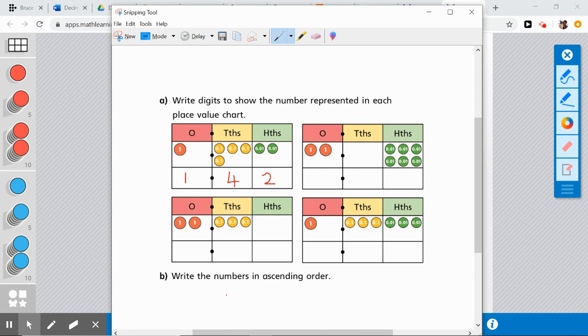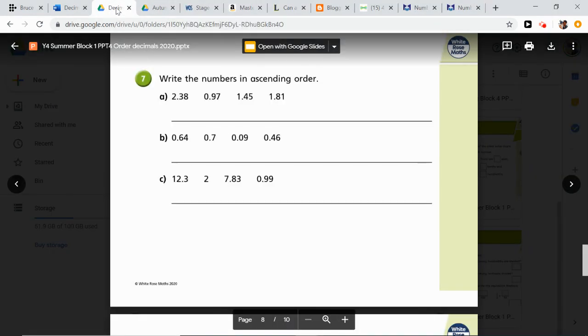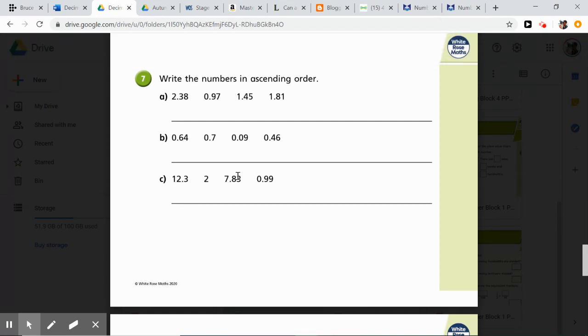Then you would do the same for this one, and this one. And then for the next part, you would need to write the numbers in ascending order. Remember, ascending means going up. You ascend a mountain. For challenge 2 today, you will need to put these numbers in ascending order. So you've got 4 numbers here, which you'll need to put in ascending order, 4 numbers here, and then 4 numbers here.